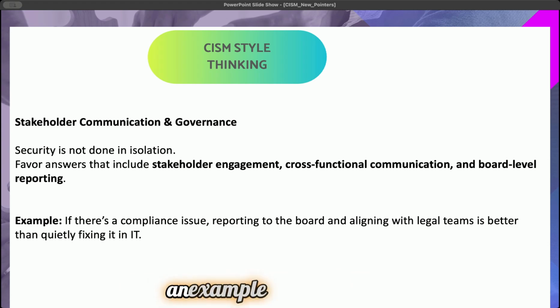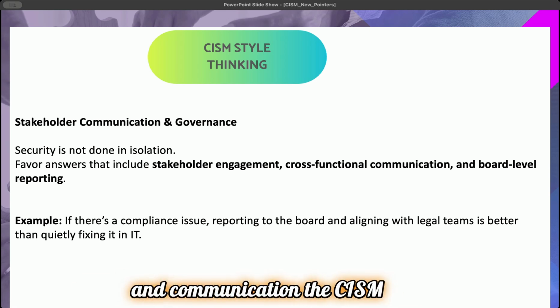Let's talk about an example scenario. Suppose the question says, after a data breach, what is the CISM's most appropriate next step? A not so correct answer is patch the affected system and reconfigure the firewall. A correct and good approach would be conduct a post incident review involving the stakeholders and prepare a report for executive leadership. This will show stakeholder involvement, learning, and communication the CISM way.